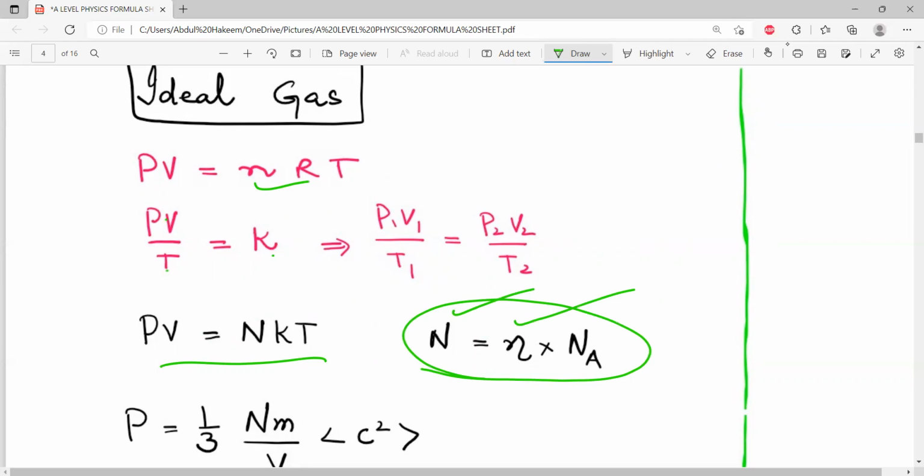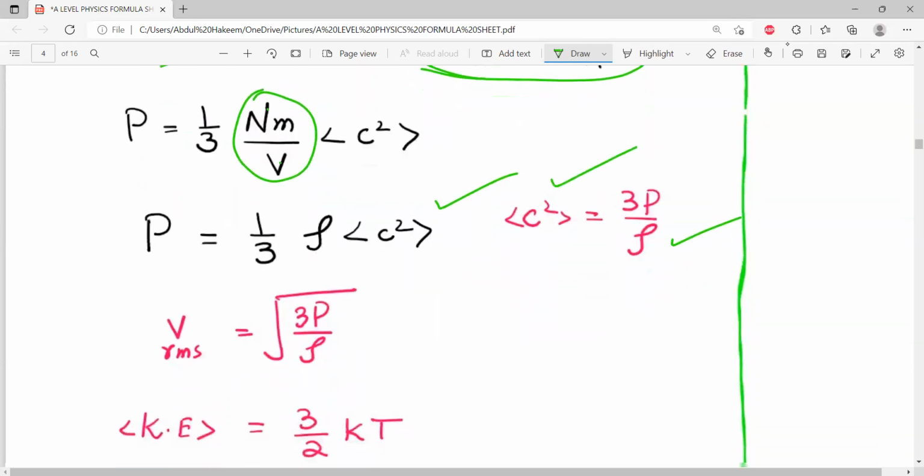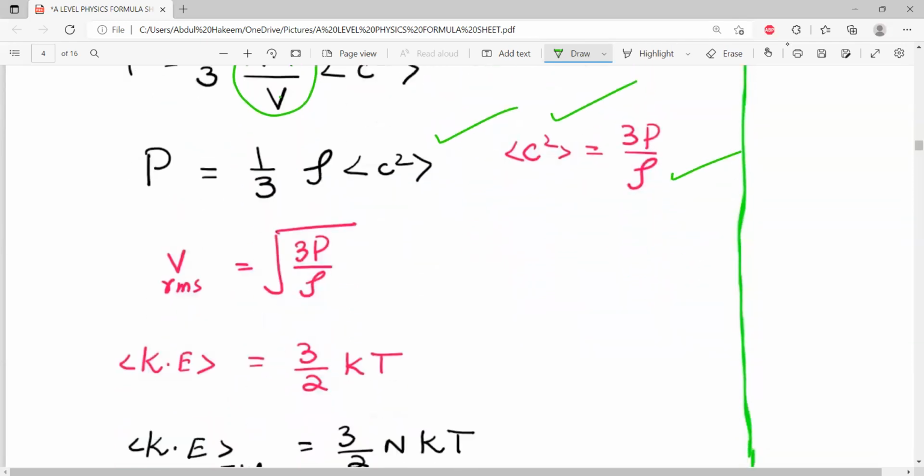We can write P1 V1 over T1 is equal to P2 V2 over T2. Then pressure is equal to 1 by 3 times Nm over volume times the mean square speed. Nm over volume is total mass divided by volume, so it is the density. So the mean square speed is 3 times pressure over density, and the RMS value is the square root of 3 times pressure over density. This RMS does not depend on the pressure and density because the pressure is directly proportional to density. That's why the RMS speed is independent of the pressure and density.